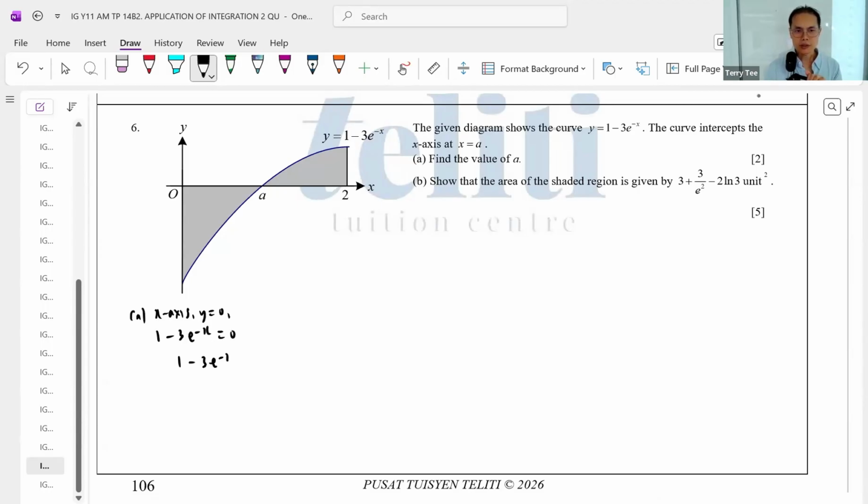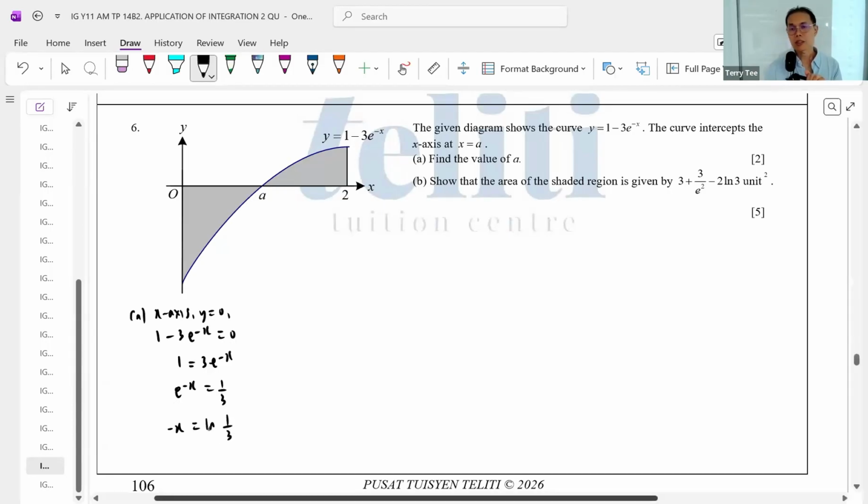Bring it over. This one is equals, divide by 3, 1 over 3. So you change from exponential to logarithm. So this is ln 1 over 3. But ln 1 over 3 is simply ln 3 to the power negative 1. The negative 1 I bring in front. So what's your x? Your x is ln 3. The x value is actually your A. So my A is ln 3.